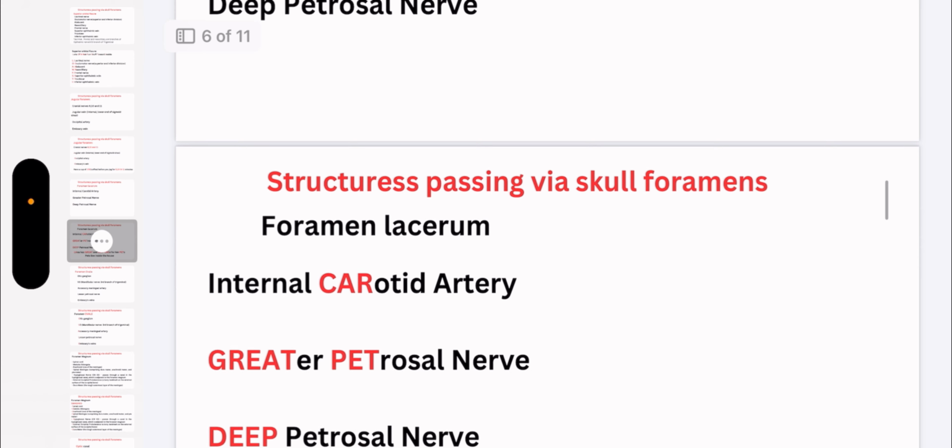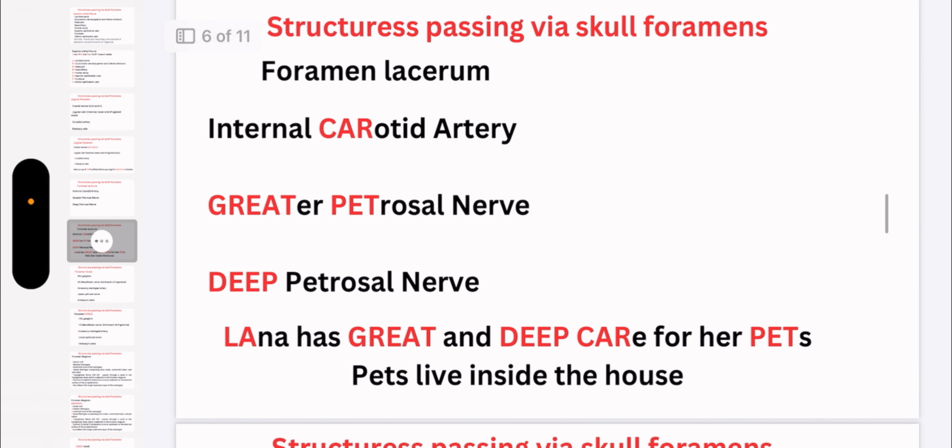And the most important structure passing via foramen lacerum are internal carotid artery, greater petrosal nerve, and deep petrosal nerve. How can you remember this one? You can remember it by remembering the mnemonic. Lana has great and deep care for her pets.